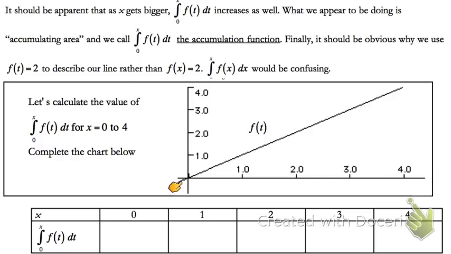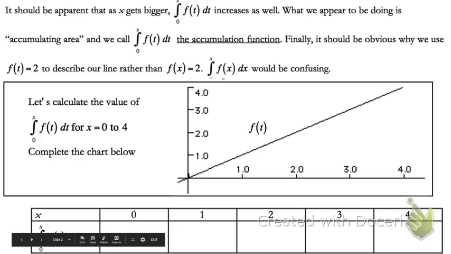Notice that here we have a graph of another example, but a sketch of it. It says let's calculate the value from 0 to x of f of t dt for this new function for x equals 0 to 4, and we're going to complete this chart. So again, the integral from 0 to 0, right here, is 0.